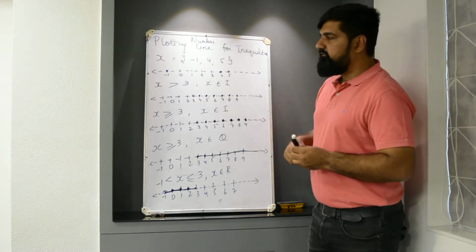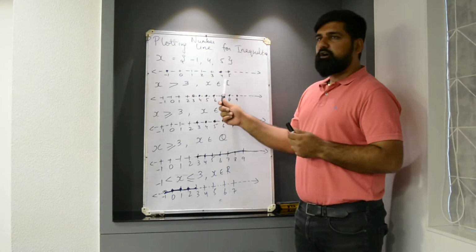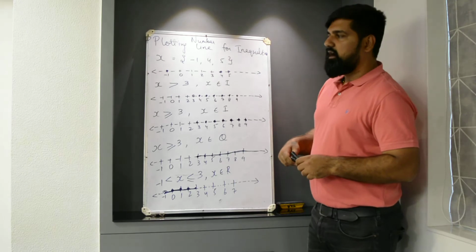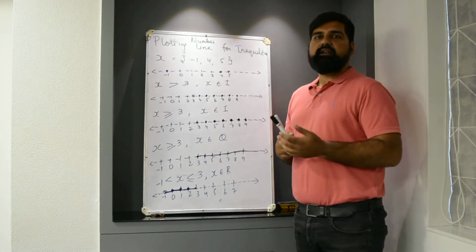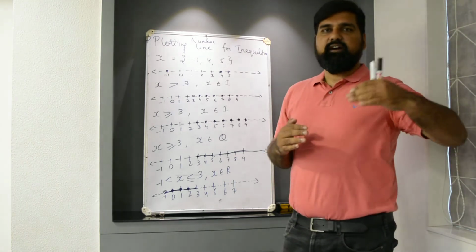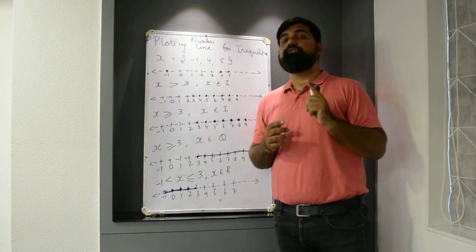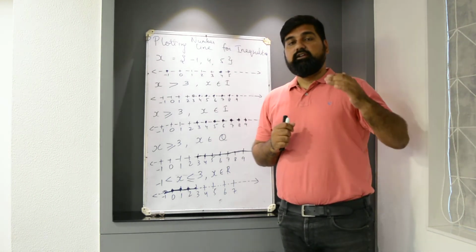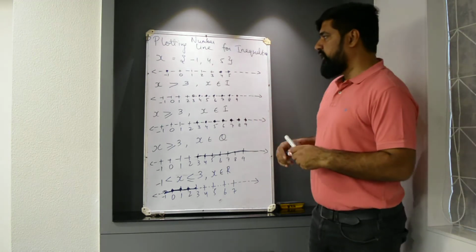But if we have an inequality like x is greater than 3 and x belongs to integers, then how will we plot them? The value of x is greater than 3 and x belongs to integers means x can be 4, 5, 6, 7, 8, 9, 10, 11, but it will not include 3. It will go on like 4, 5, 6, 7, 8, up to infinity. So how will we plot them?